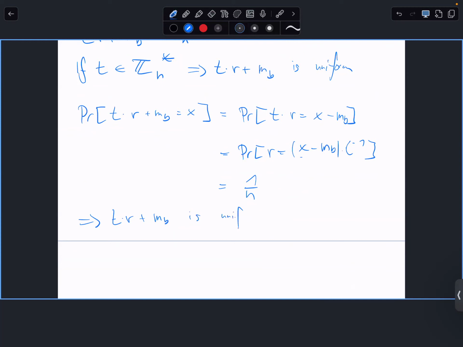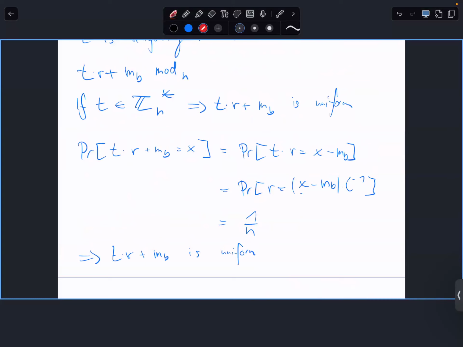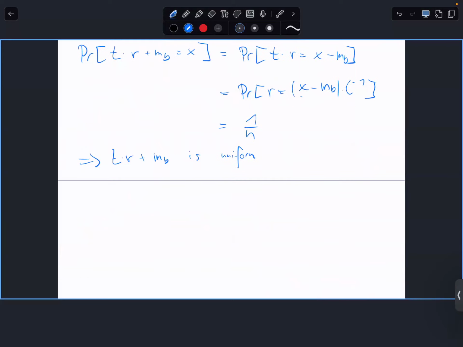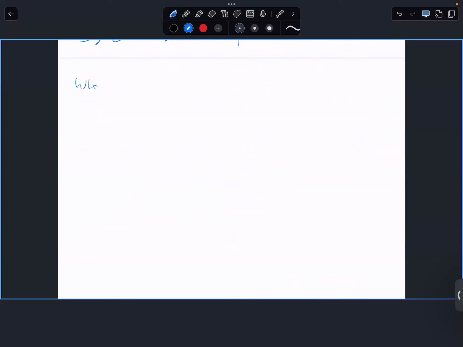And there's just one last thing. I have 2 minutes left. For this to hold, we need that T is in Zn star. What's the probability that a uniform T is in the unit group? What's the size of the unit group? What's our probability T element Zn star?